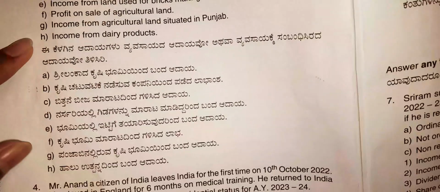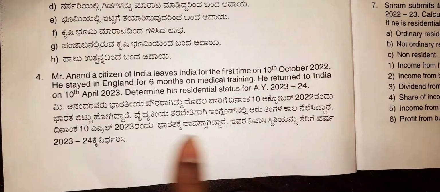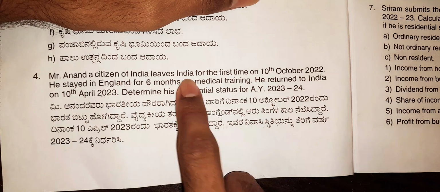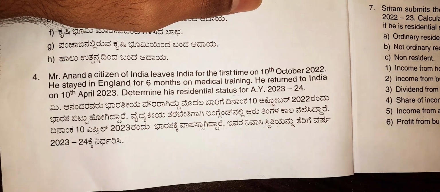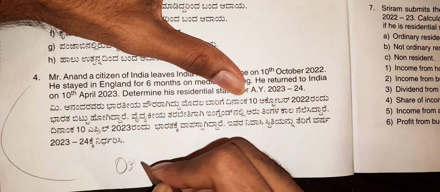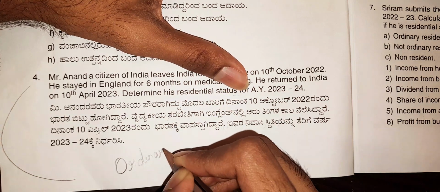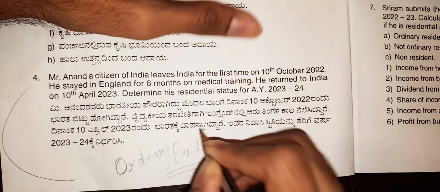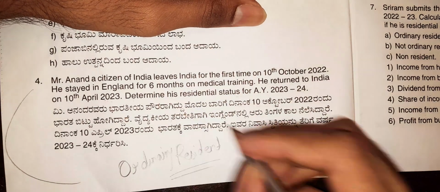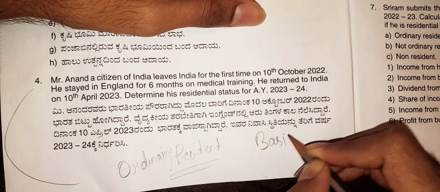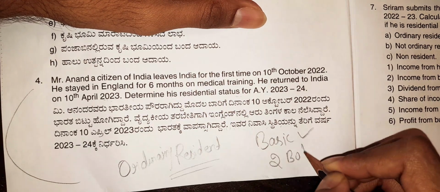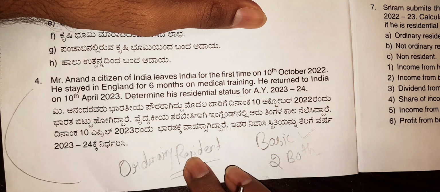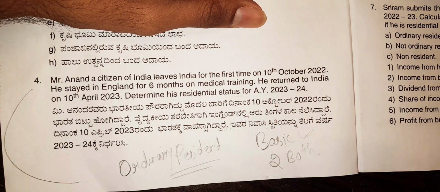Next, they had asked one very simple residential status question. Where the assessee is living for the first time in India. This answer, I think, is ordinary resident. The answer will come as ordinary resident of India. So it was an easy question. Where the assessee was satisfying basic condition 1 and both the additional conditions, he was declared as ordinary resident.